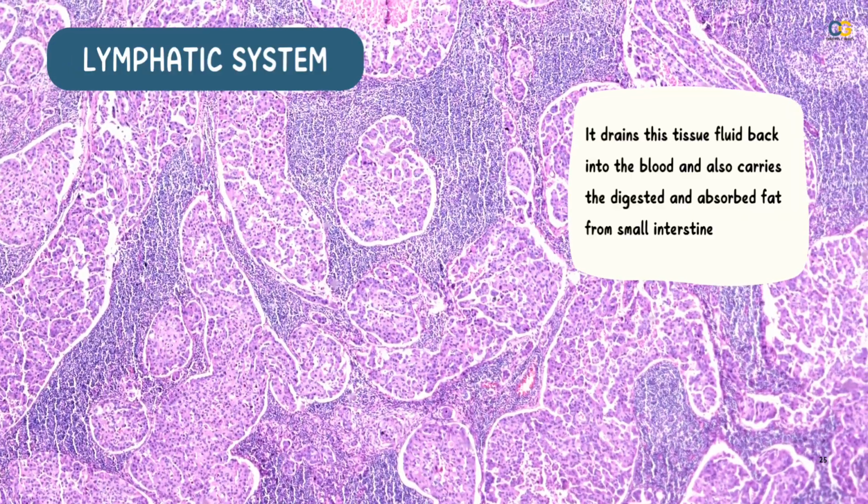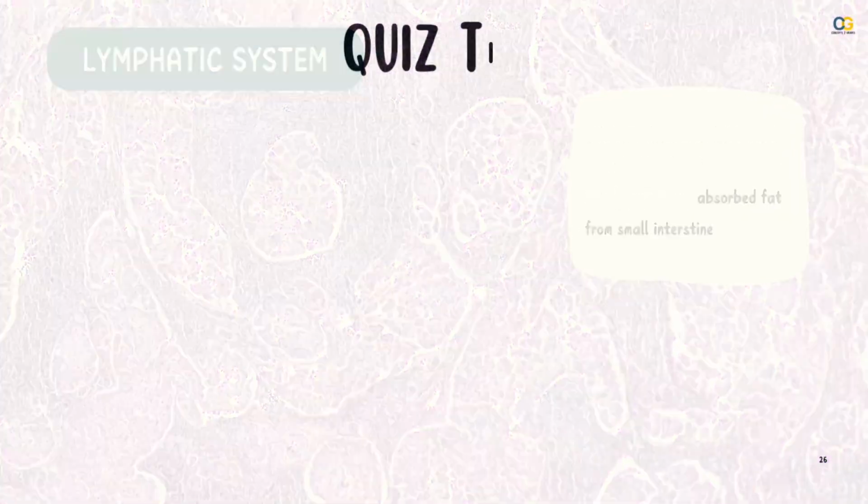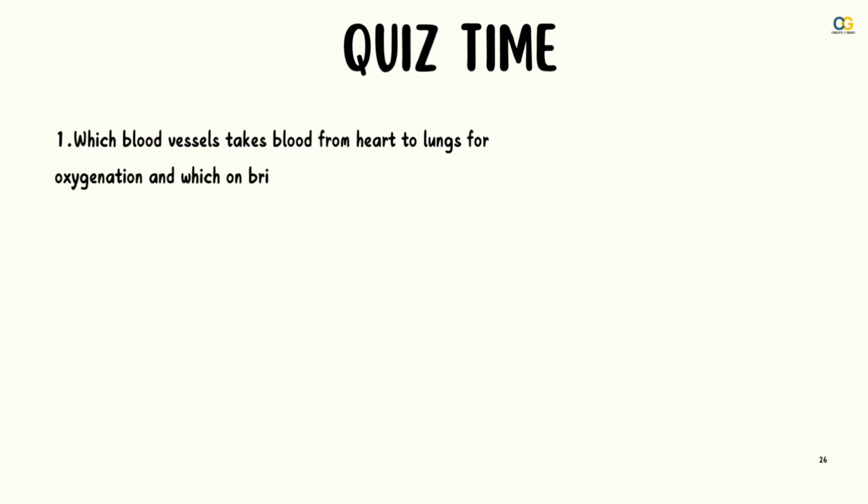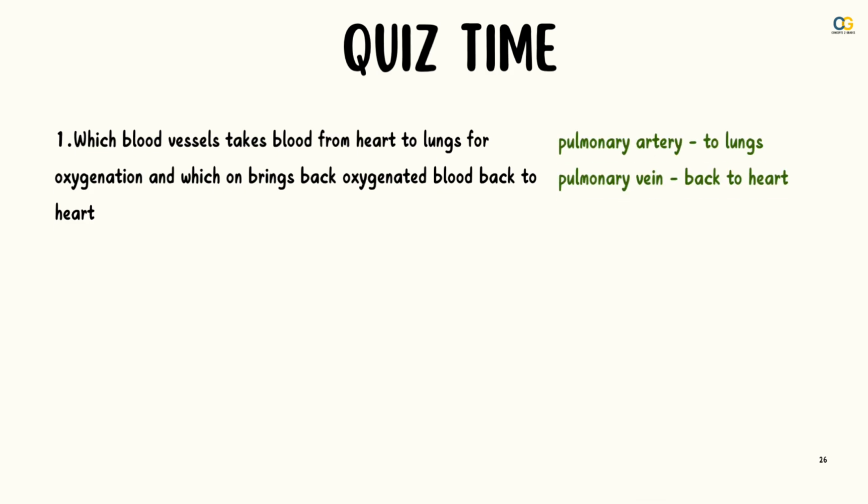Now that we've understood the transportation system in human beings, let us answer a quiz to see how much we have learned. First question: which blood vessels take blood from the heart to the lungs for oxygenation, and which bring the oxygenated blood back to the heart? Right. Pulmonary artery takes the blood to the lungs and pulmonary vein brings it back to the heart.